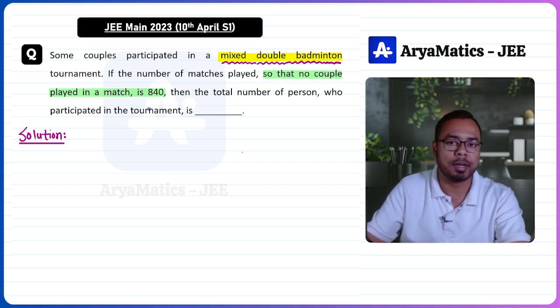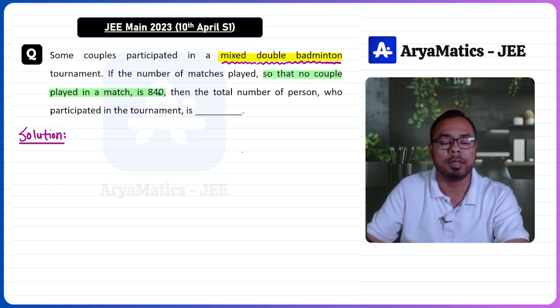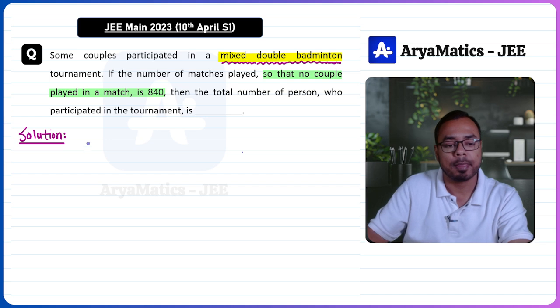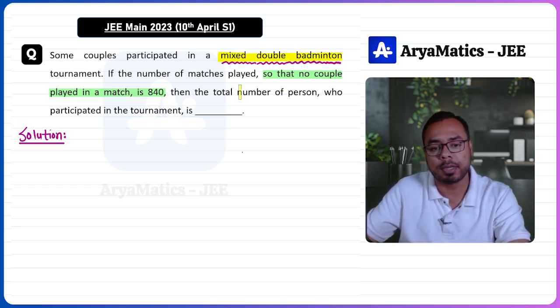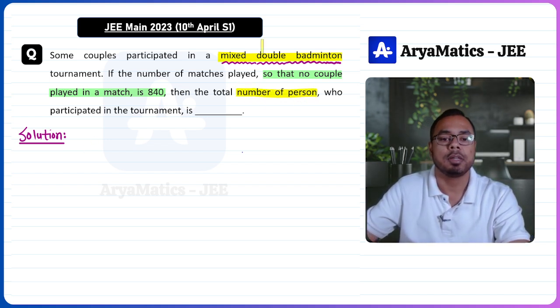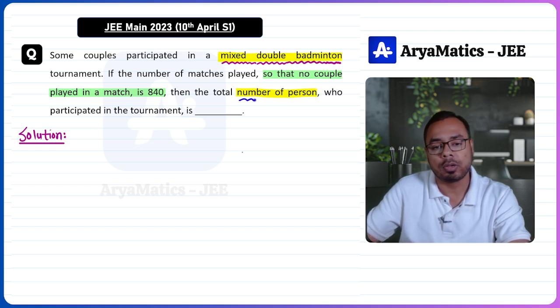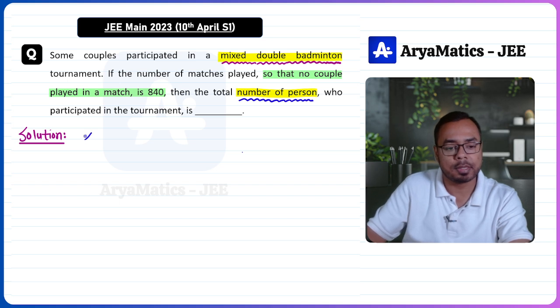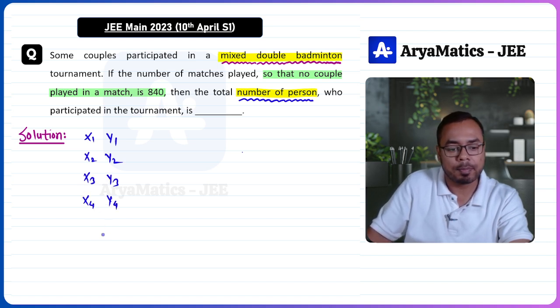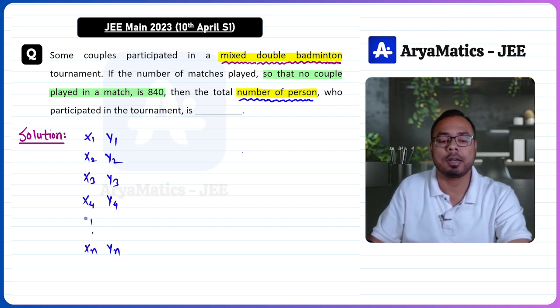So we will see, if there are n couples, how many matches we can have in terms of n, and by equating that with 840 we can get the value of n. Also remember we need the total number of participants. So if there are n couples, the number of participants will be 2 into n, right? Now let us say the different couples are x1 y1, similarly we have x2 y2, x3 y3, we'll write a few more, x4 y4, and in this manner up to xn yn. Let us say these are the n couples.